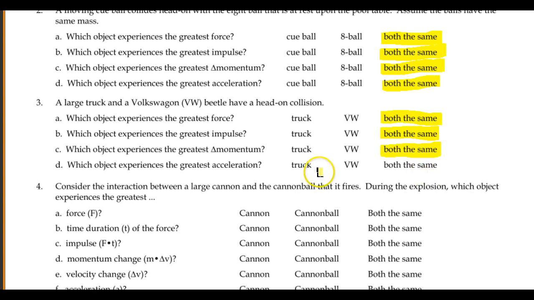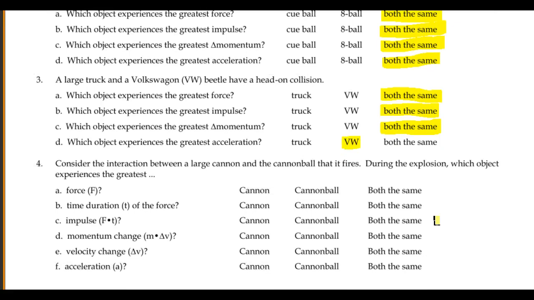Now, which experiences the greater acceleration? Assuming the VW has less mass, the VW will suffer the greater acceleration. It will gain more velocity because it has less mass.